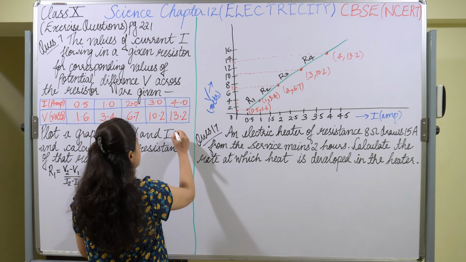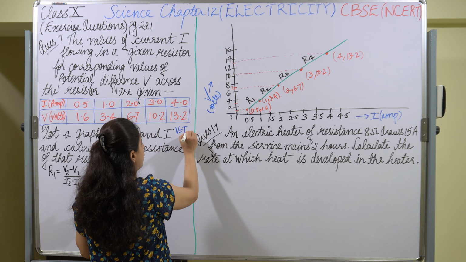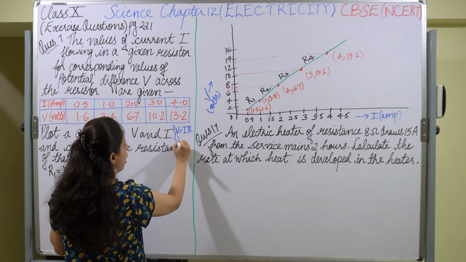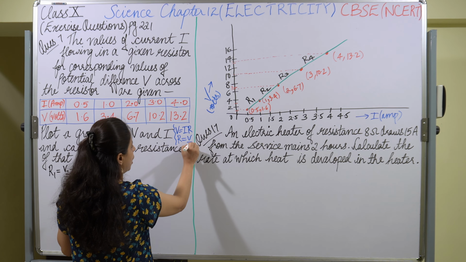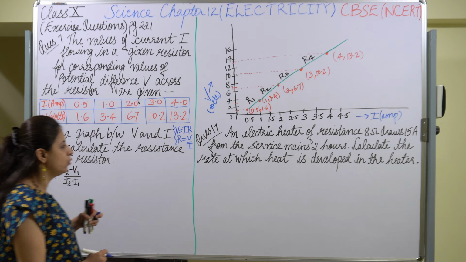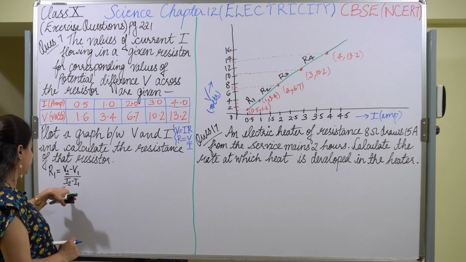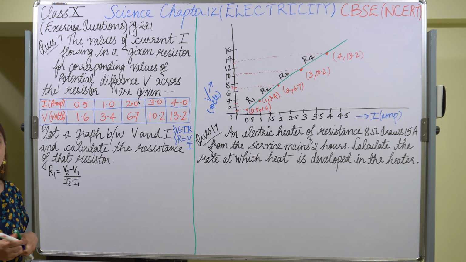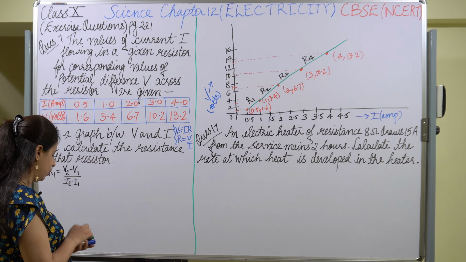Actually, we already know that V is equal to IR. So my R will be equal to V upon I. So V2 minus V1 upon I2 minus I1 will give me the resistance value. Okay, so let us put the values.